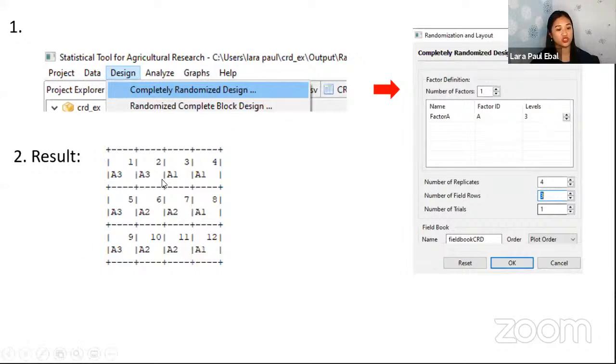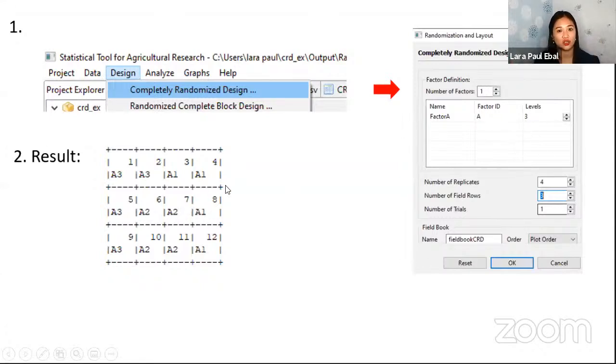Now, just to show you how to use STAR to come up with the layout of this randomization. So they have this feature here. We have design and then completely randomized design. And then you just set your values here. So you have 4 replicates and then the number of field rows. So I want the layout to have 3 rows and then just one for one trial. And then take note also of these levels. You have 3 levels, so you have 3 here.